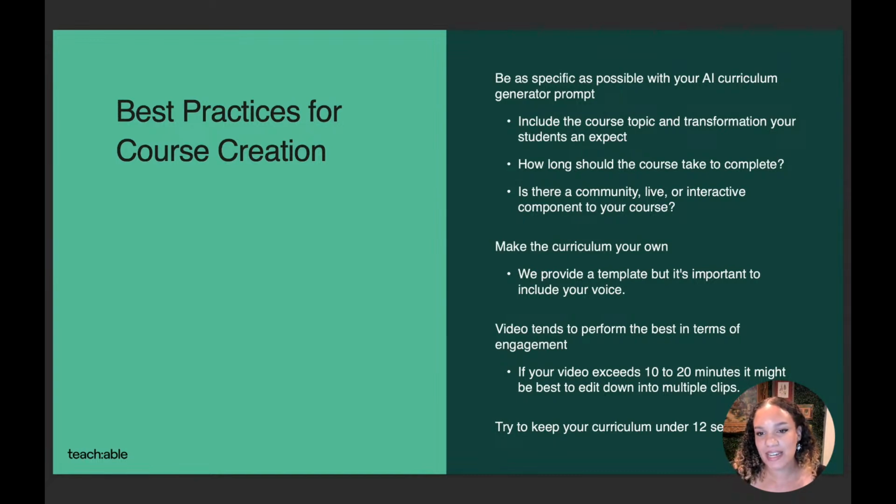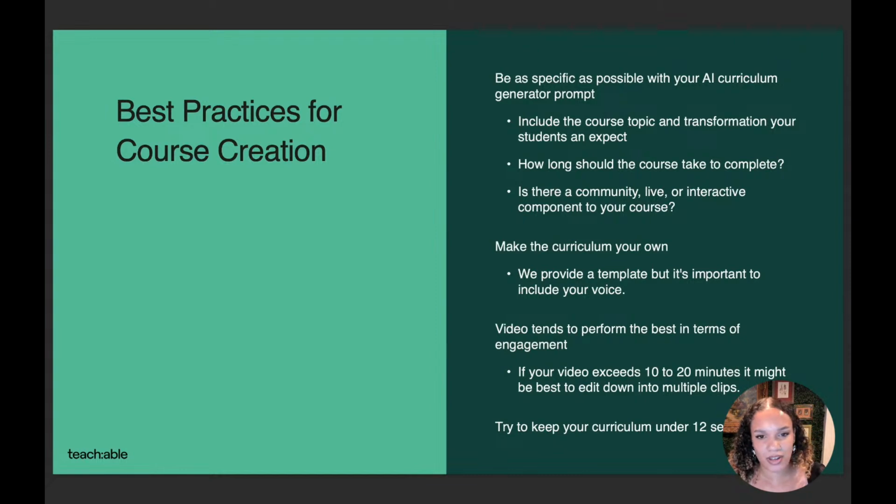But again, you want to be as specific as possible with your AI curriculum generator prompt. Include the course topic and the transformation or the goal that your students can expect by the time they get to the end of the course. You want to let the curriculum generator know how long the course should take to complete, and if there is a community component, a live or an interactive component to the course. And again, you want to make the curriculum your own. We provide you with a template, but it's so important to include your own voice in there.